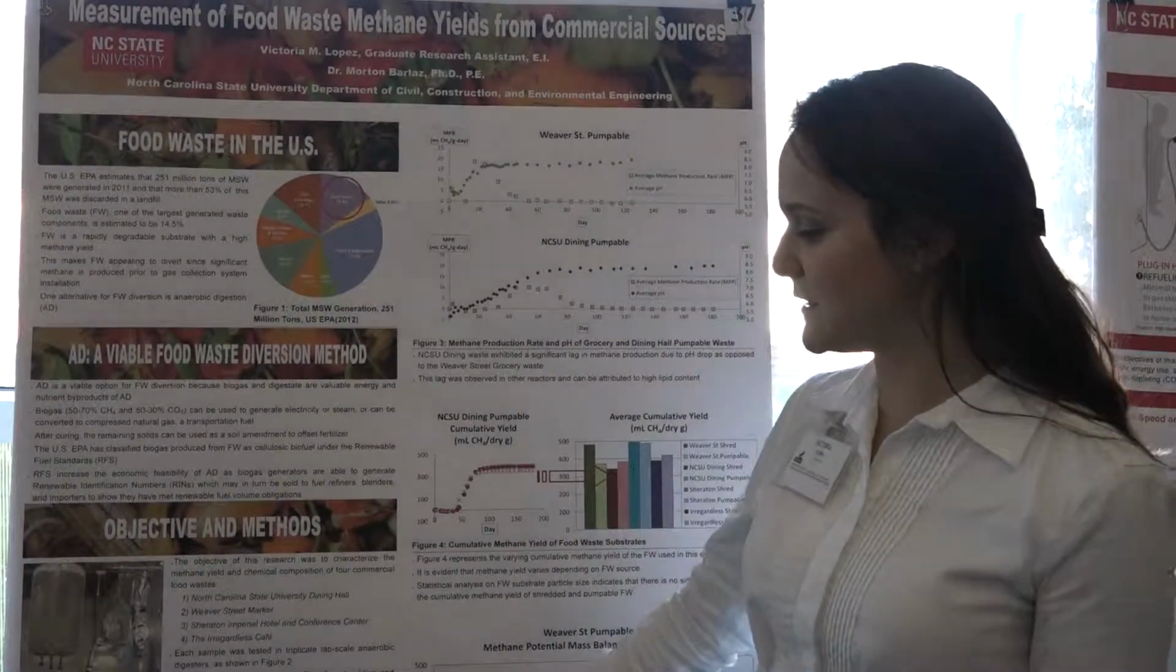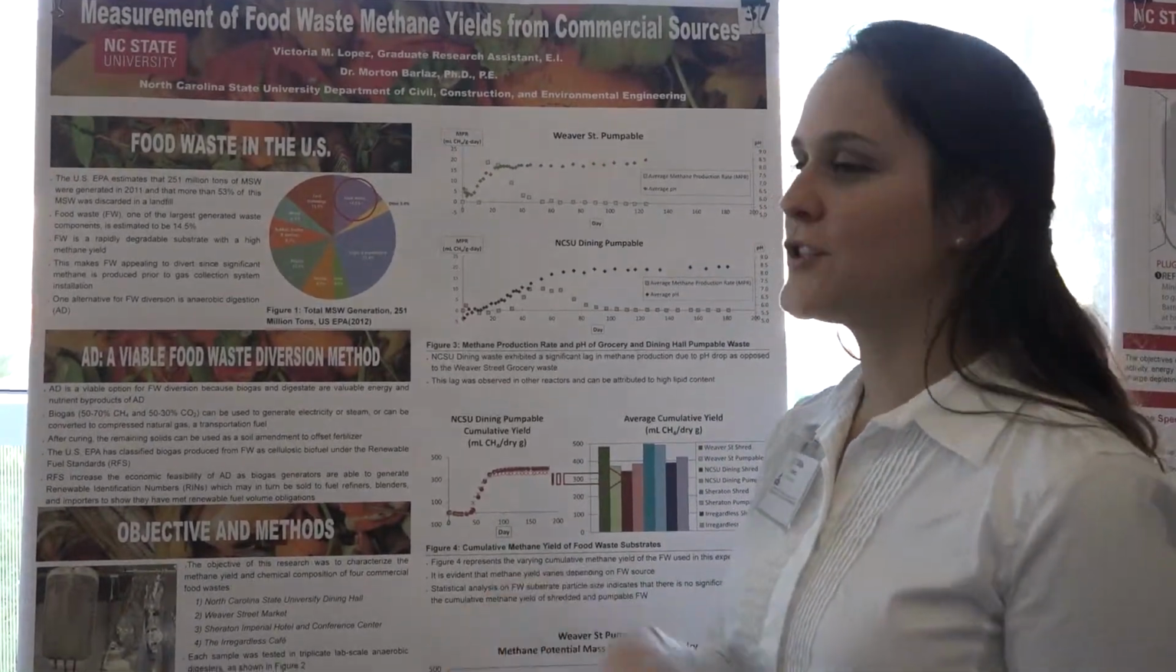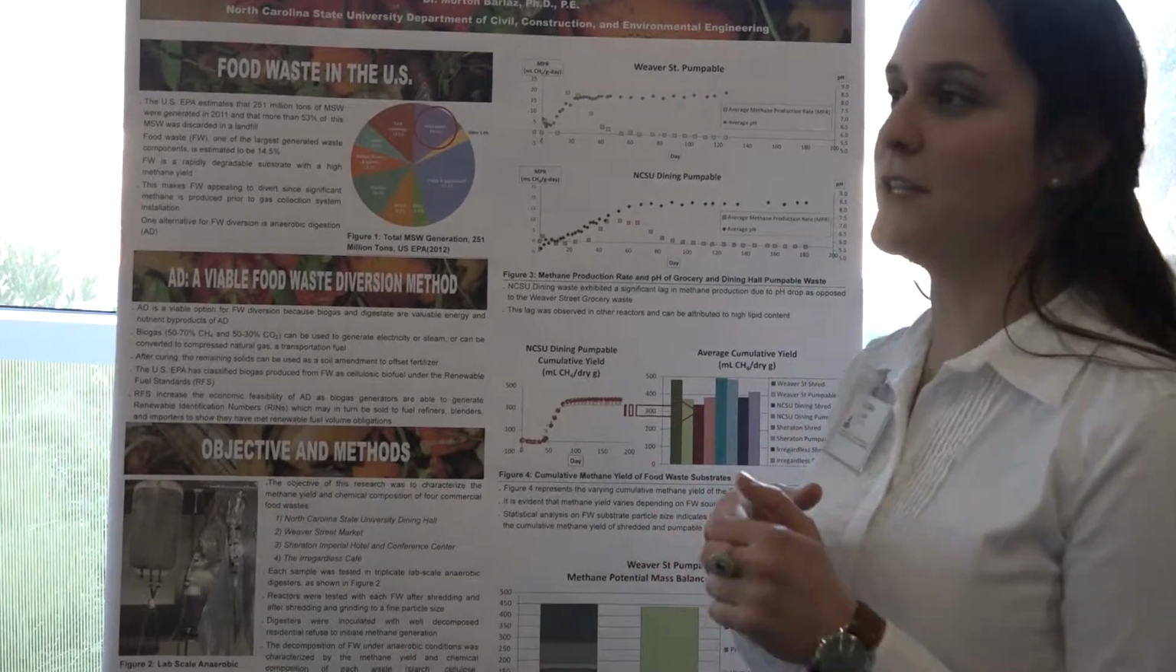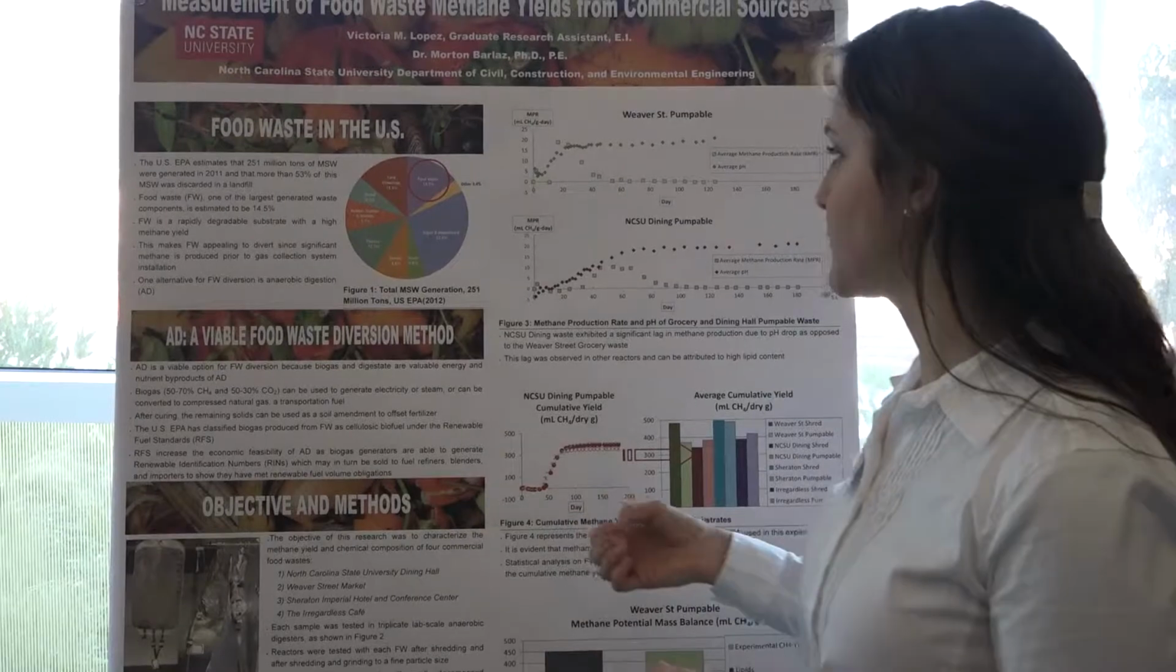So as you can see in table 1, I've characterized these food wastes according to starch, cellulose, hemicellulose, lignin, protein, and lipid content to characterize them initially.